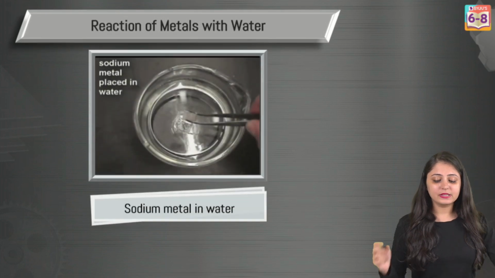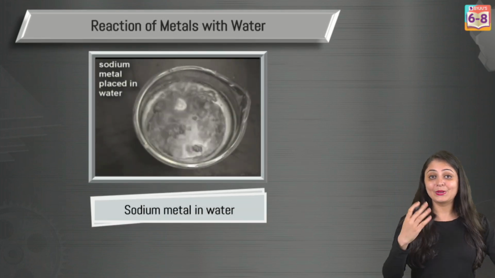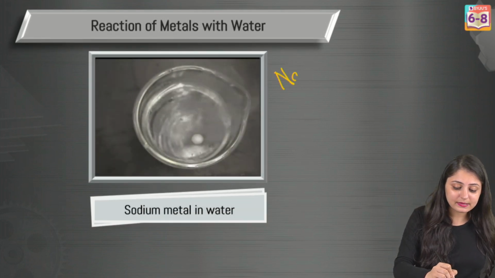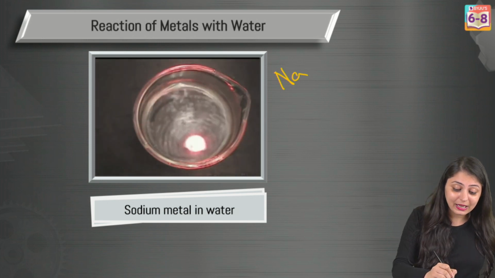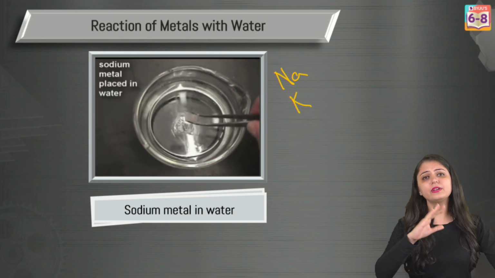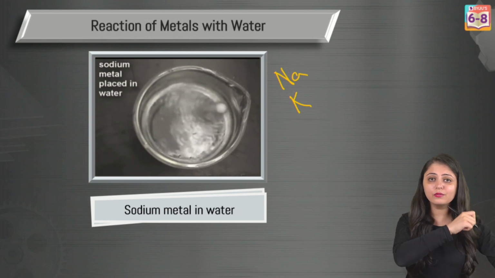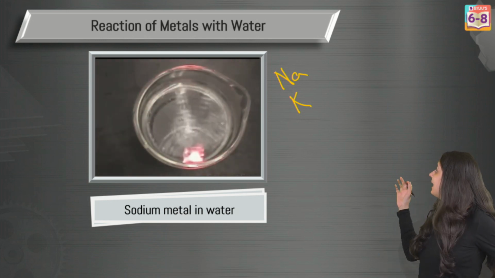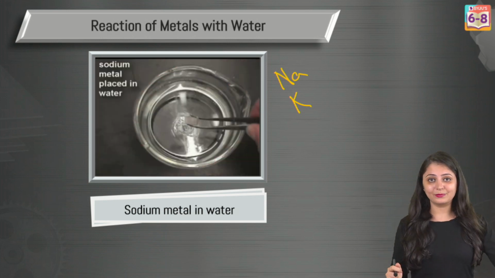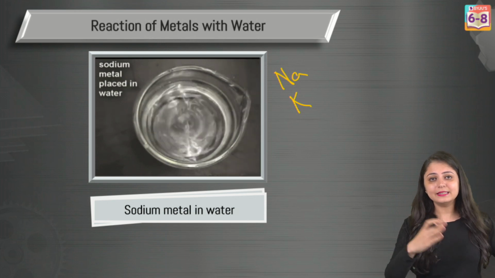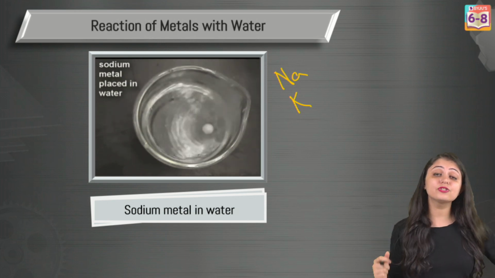Suppose we have sodium metal with us. Metals like sodium, which has the symbol Na, and potassium, that is K, are very, very reactive metals. Have a look over here. What's happening? They are reacting vigorously with water, right? And they're catching fire. And these metals react vigorously with oxygen also.